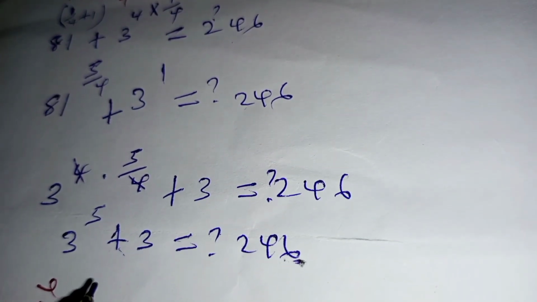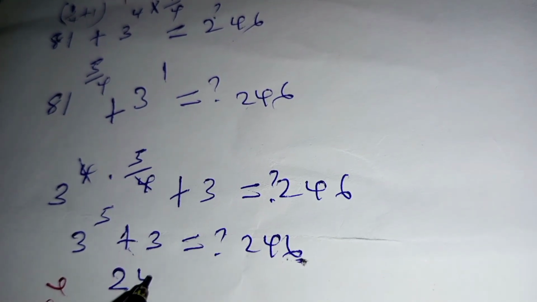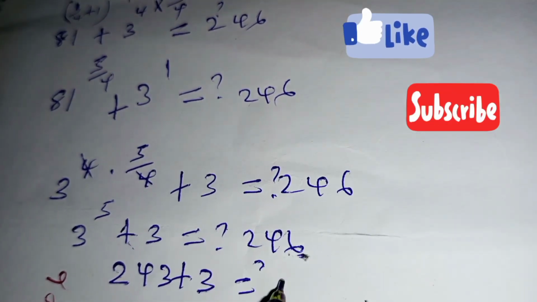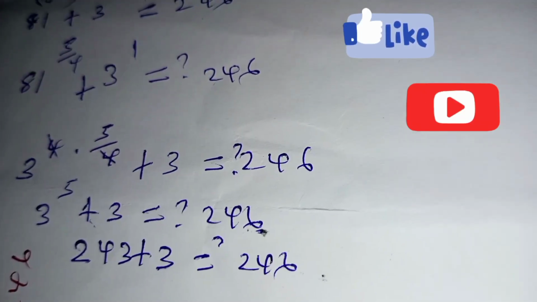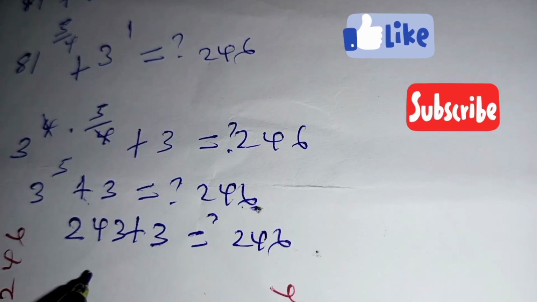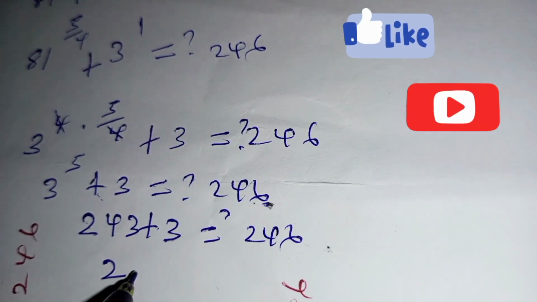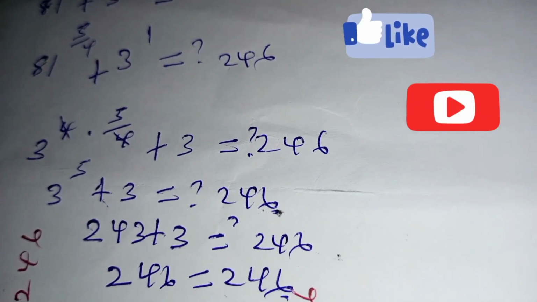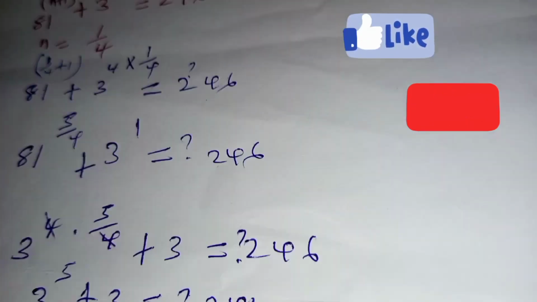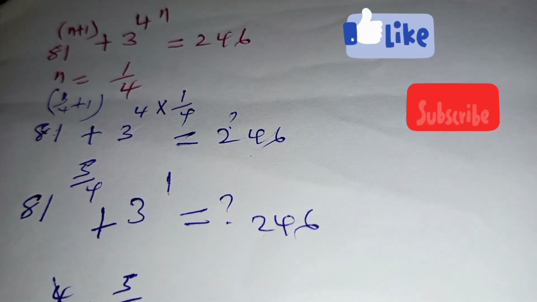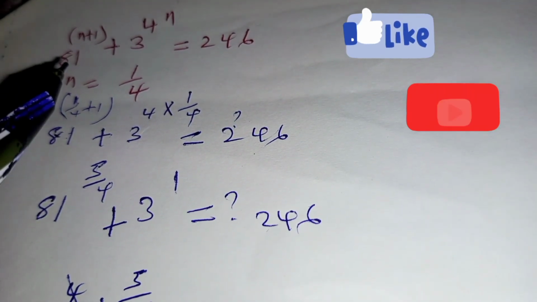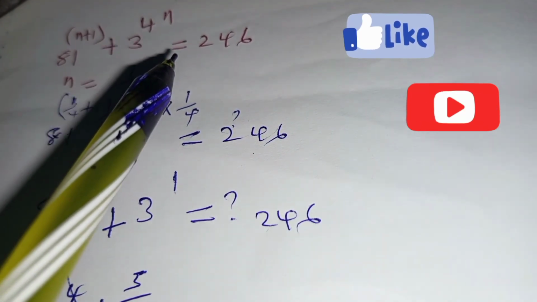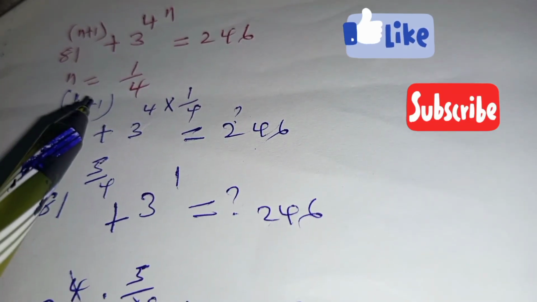Now 3^5 is 243, plus 3. Is it equal to 246? Clearly you can see that 243 plus 3 is equal to 246, which is equal to 246. Now since the left hand side is equal to the right hand side, it follows that when you are given 81^(n+1) + 3^(4n) = 246, the value of n is equal to a quarter.